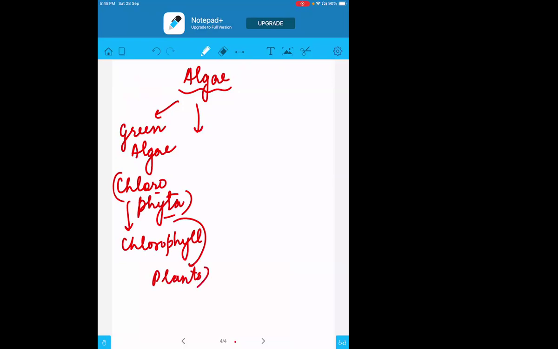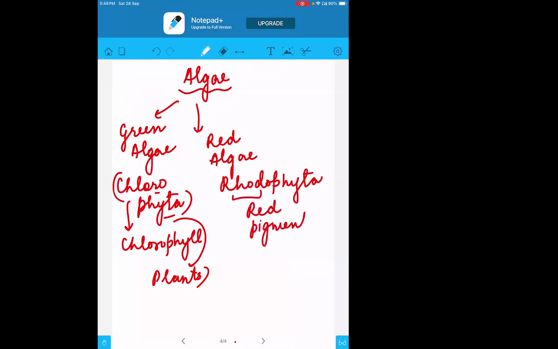The second category is the red algae. This red algae is called rhodophyta. Why is it called rhodophyta? Because it has a red pigment in it, and the name of the pigment is phycoerythrin. They have the pigment in them, so that is why it is called rhodophyta. And again, phyta means the plant.